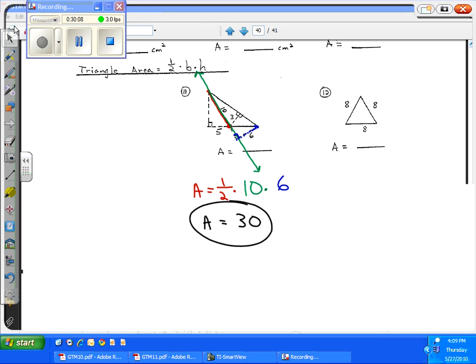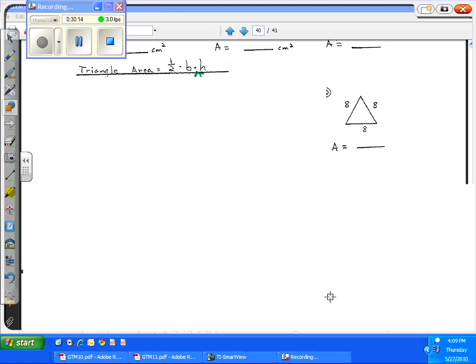Number 12. If you memorized that shortcut formula for a 30, 60, 90 triangle, then number 12 you know is half a side squared, square roots of 3. Half of 8 is 4. Squared is 16 square roots of 3. Half of a side squared, square roots of 3.